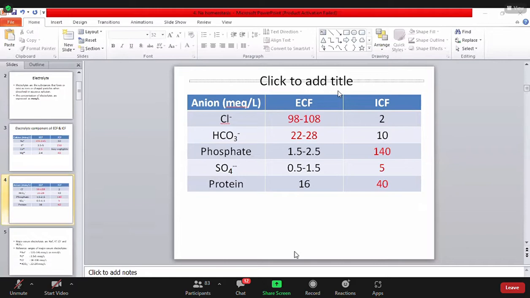আচ্ছা, তাহলে তো হলোই। দেখো, মেজর অ্যানায়ন্স ইন ইসিএফ কি কি আছে দেখো, ক্লোরাইড অ্যান্ড বাইকার্বনেট। মেজর anions in intracellular fluid দেখো, phosphate, sulfate, protein. Why they are major in ECF? Because chloride and bicarbonate ion concentration is more in ECF than ICF. So major anions in ECF are chloride and bicarbonate, and major anions in ICF are phosphate, sulfate, protein.